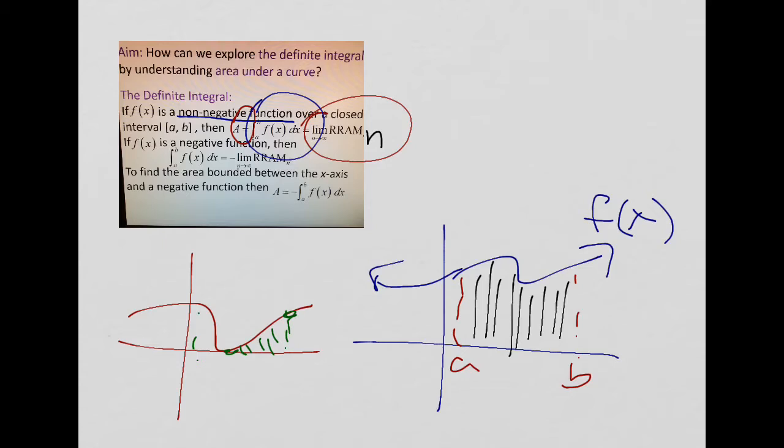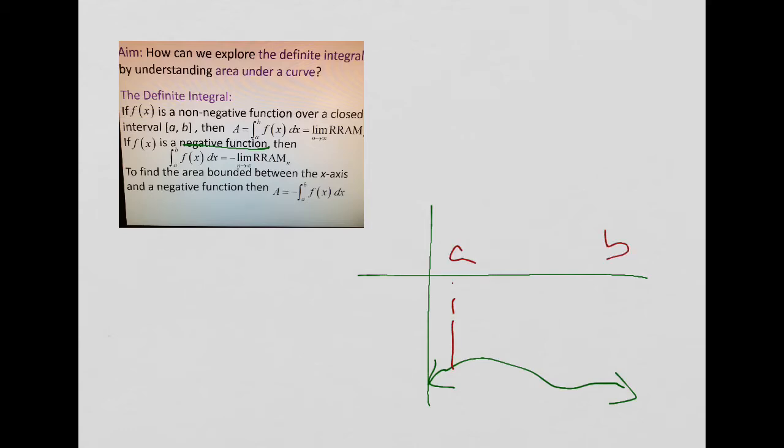But if f of x is a negative function, okay, so now it's described as entirely negative. So let me erase this so I can draw that second part. Please make sure you get this down into your notebooks. Don't just stare at it in a video. Okay, so if it's a negative function, then let's say it looks something like this. Okay? And we're looking to find the area between a and b of this function.